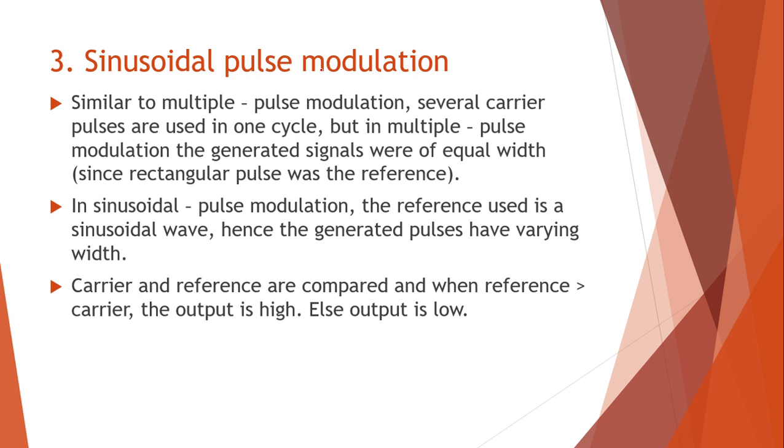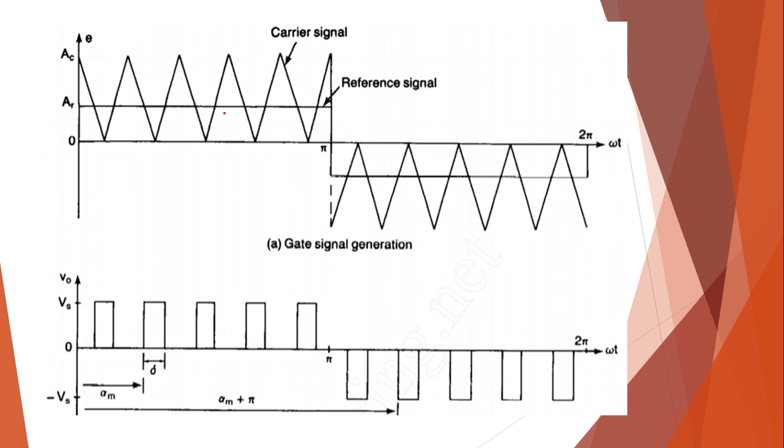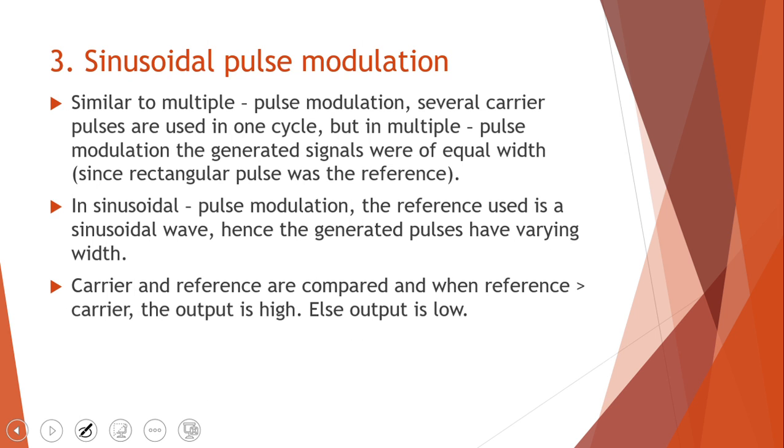Now, in the sinusoidal pulse modulation, if you are comparing it with the multiple pulse modulation, the number of pulses are more, but the width of the pulses is varying. You can see over here in the multiple pulse modulation, the width is the same for all of the pulses. But for the sinusoidal pulse modulation, the width of the pulses will be varying and therefore it will give a shape which is more sinusoidal in nature. Okay, so let's just see over here.